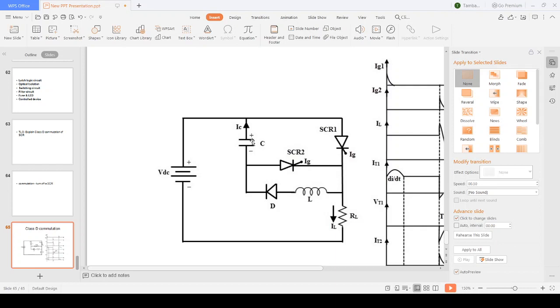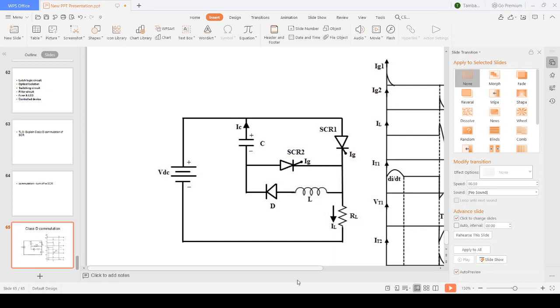The positive voltage will be held on the commutating capacitor, and there is no discharge path for this capacitor. As you can observe, once this capacitor gets charged fully, we know that a capacitor has the property that it gets charged and discharged. So after charging, this capacitor does not have any discharge path, so SCR1 will be in off situation naturally.